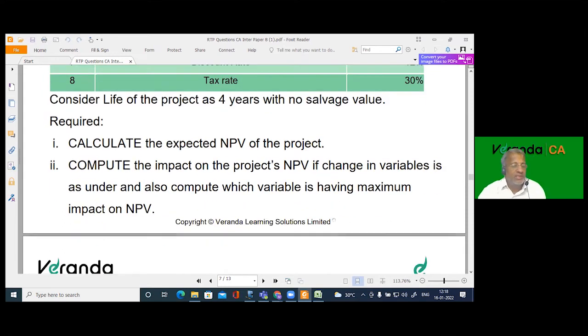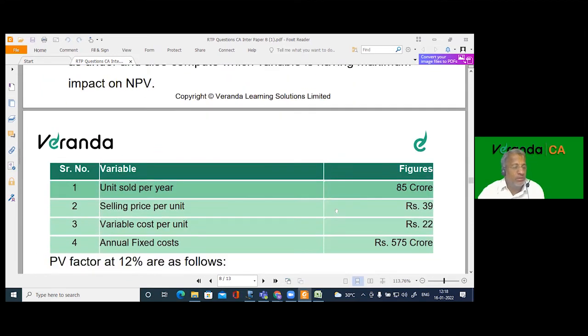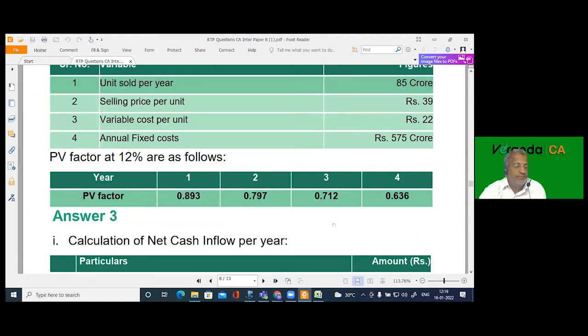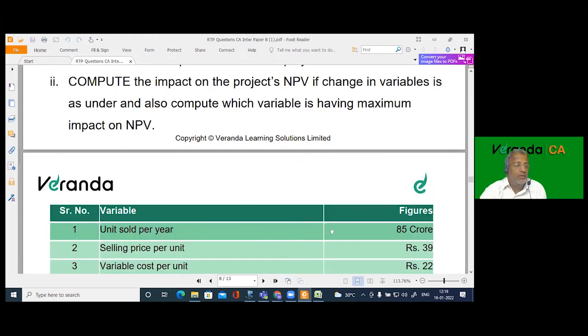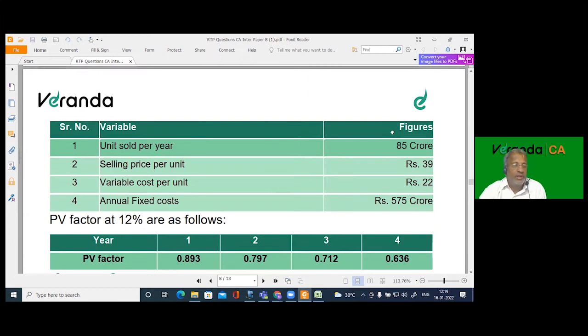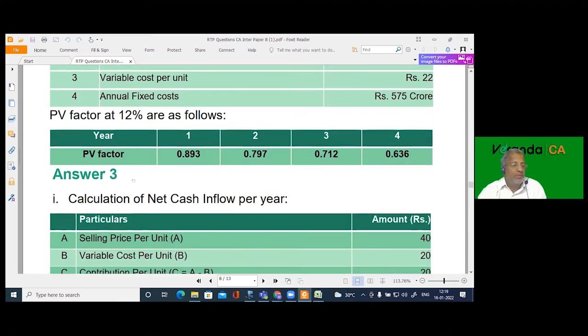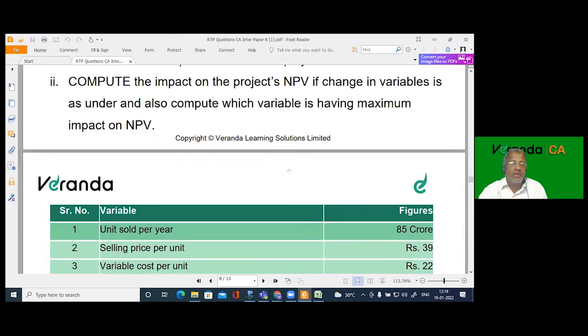Compute the impact on the project's NPV if change in variable is undertaken, and also compute which variable is having maximum impact on NPV. Under that, units sold is 85 crores, selling price 39, variable cost 22, annual fixed cost 574, and the 12% PV factor is what they have given.